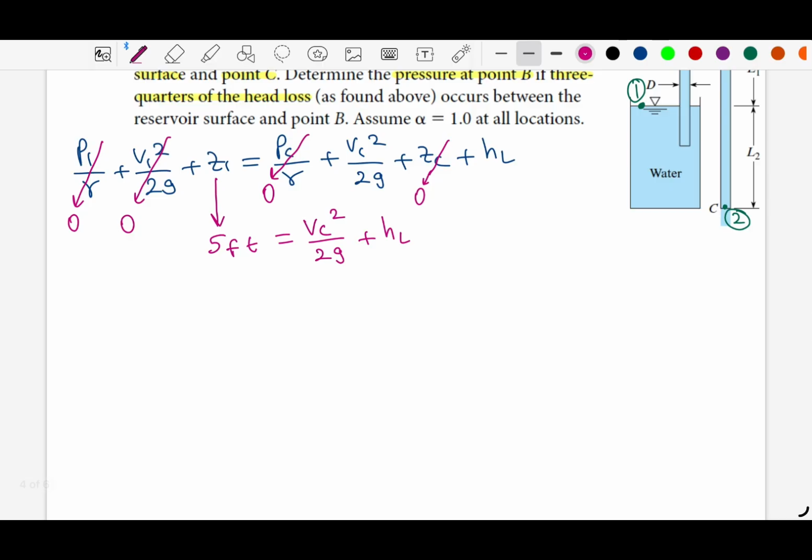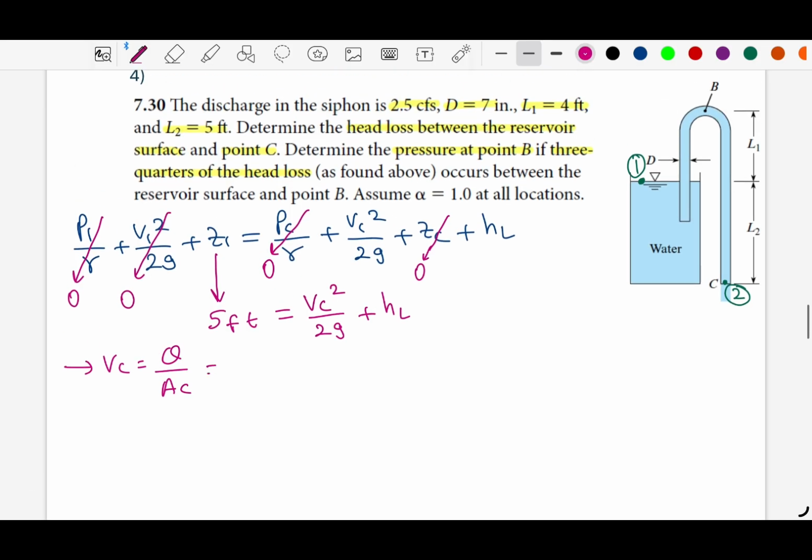So here we can actually calculate the velocity at C. It is because we already know the flow rate, which is 2.5 cubic feet per second. And the area is pi times d square, which is in inch, but we will convert it to feet.